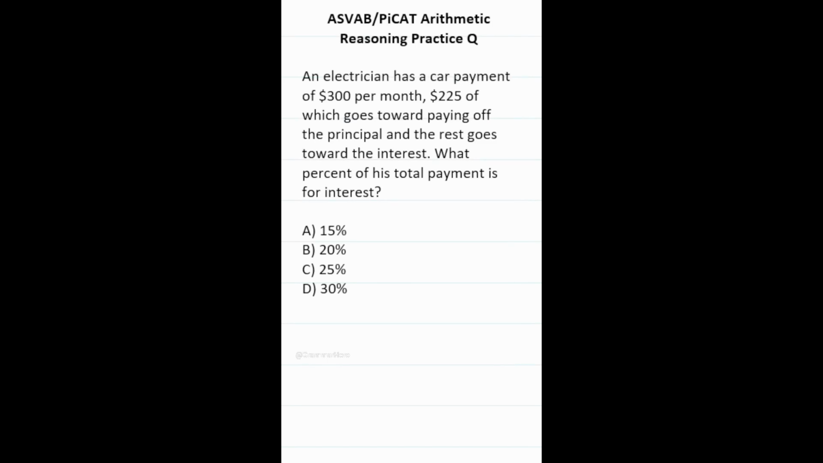This ASVAB PiCAT arithmetic reasoning practice test question says an electrician has a car payment of $300 per month, $225 of which goes toward paying off the principal and the rest goes toward the interest. What percent of his total payment is for interest? All right, so for this one, we know his total payment is $300. We've got to figure out what amount goes toward interest. That's going to be 300 minus 225, which you should be able to do mentally. That's going to be $75.